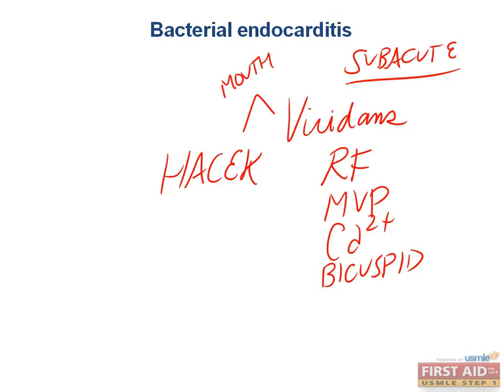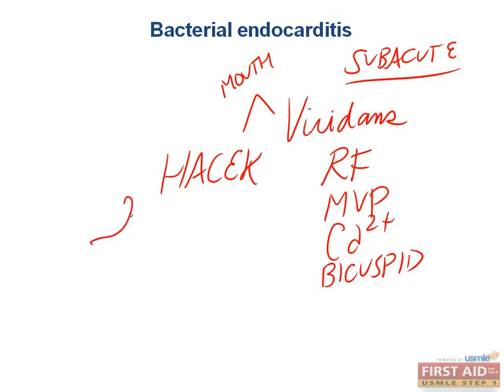Recent studies have shown that it may not be beneficial. It's controversial. Who knows? That won't be your question. Your question will be which organism is with subacute, which is viridans streptococci, which is with acute, classically Staphylococcus aureus. Now, don't forget about your HACEK organisms that are also commensals in the mouth.